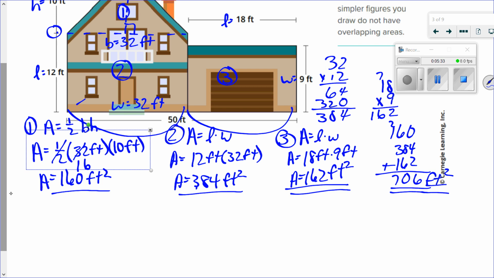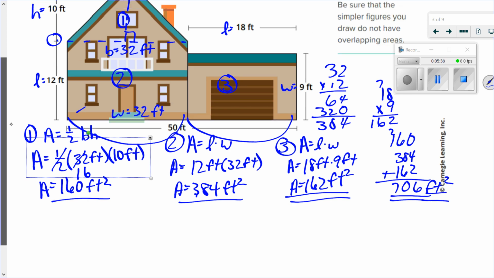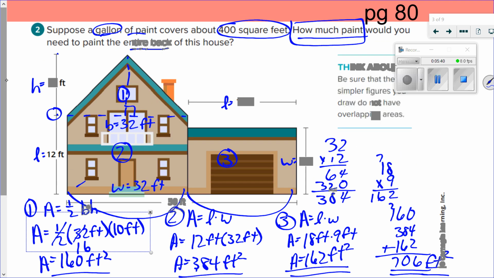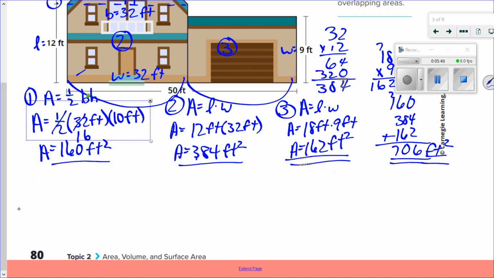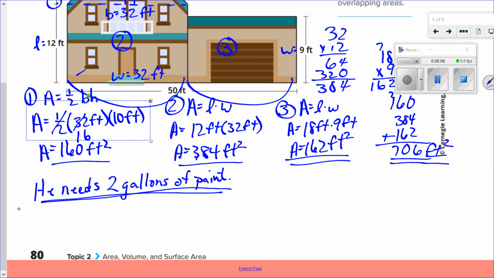Does that answer the question? No, it does not. What was the question that was asked? How much paint would I need to paint the entire back of the house? Each one does 400 square feet. I did tell you, go to the nearest gallon. So 400, it's bigger than that. 2 gallons would be 800, so he needs 2 gallons of paint.